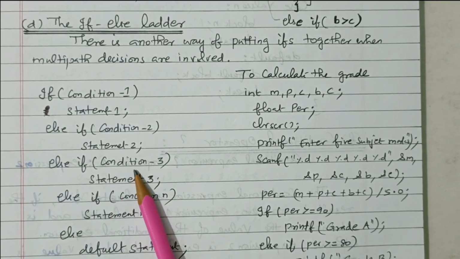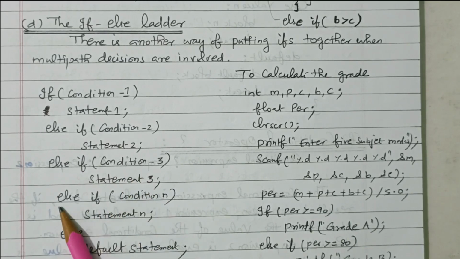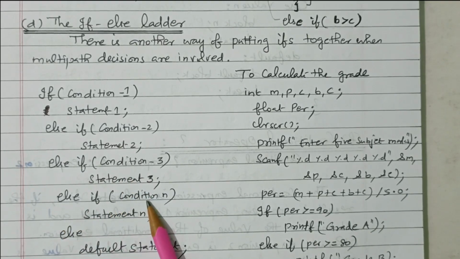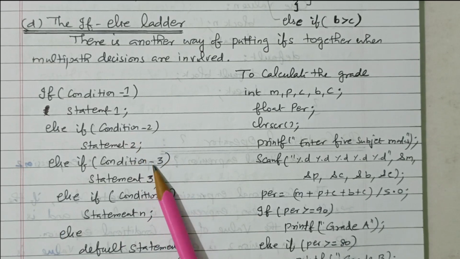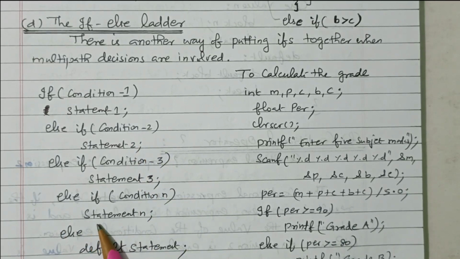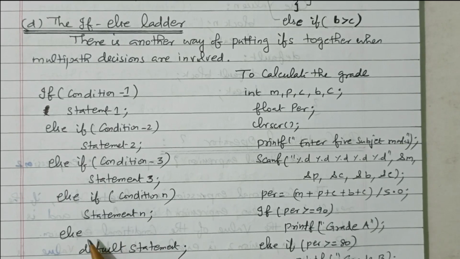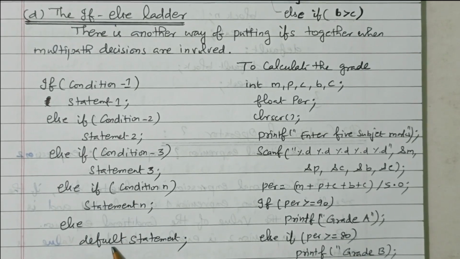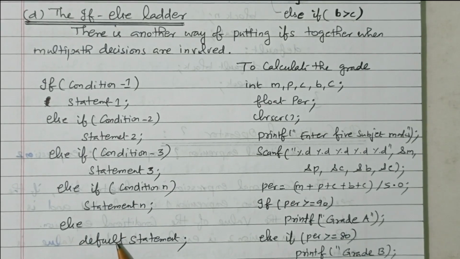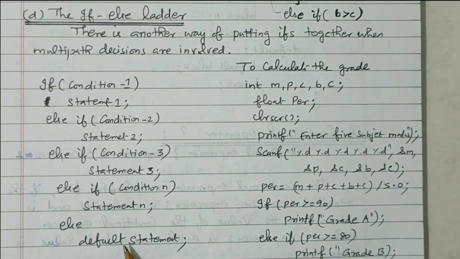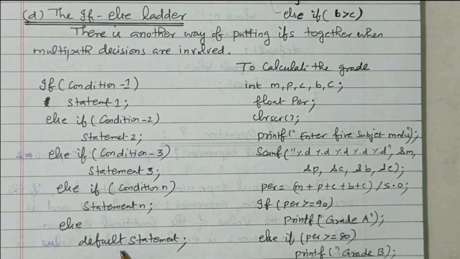If condition 3 is also false, then it will go to the else part. Here there is condition n; like that 1, 2, 3, there are n number of conditions available. Then it will execute statement n or n number of statements. If this condition n is also false, then it will go to the default statement. Finally, we have one more default statement that will be executed.